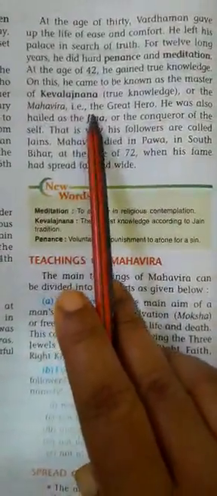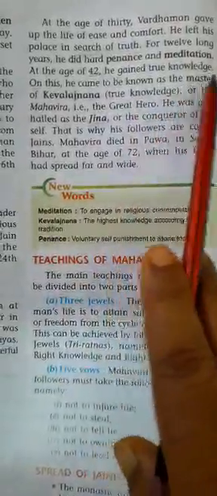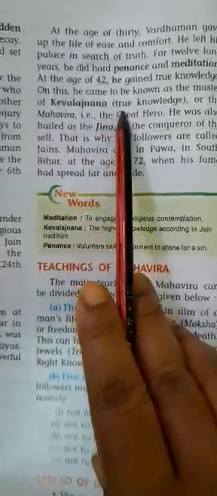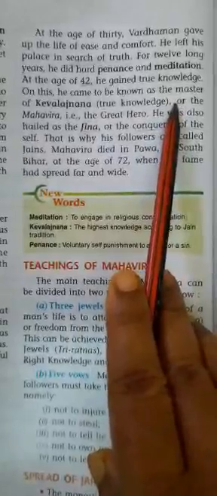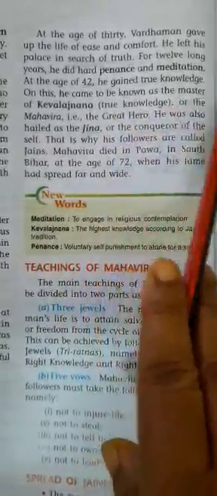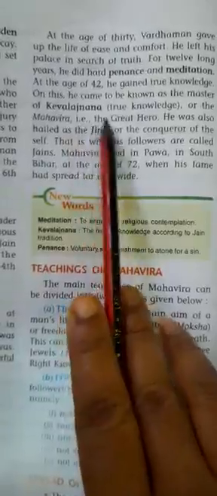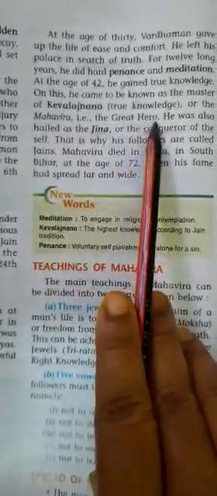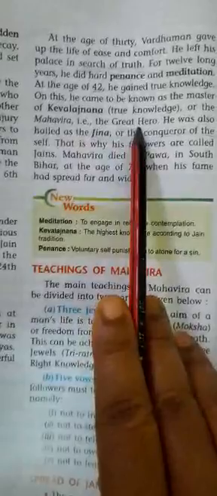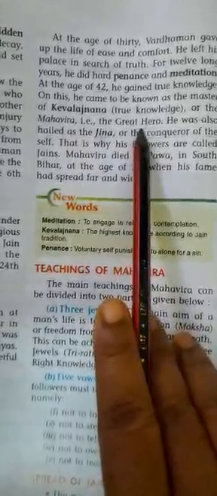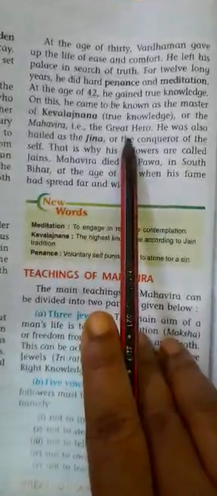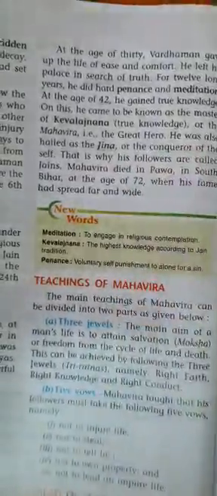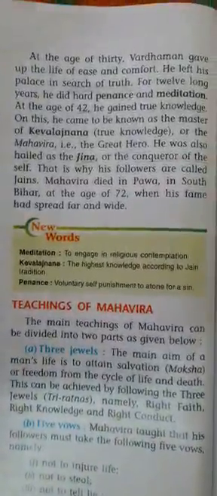So at that time he came to be known as Master of Kevalajnana, that is true knowledge. Here Vardhaman is also given the name Mahavira, that is the great hero. Why was he given the name great hero? Because he had saved his colleagues from so many dangers. So that's why he got the name Mahavira.